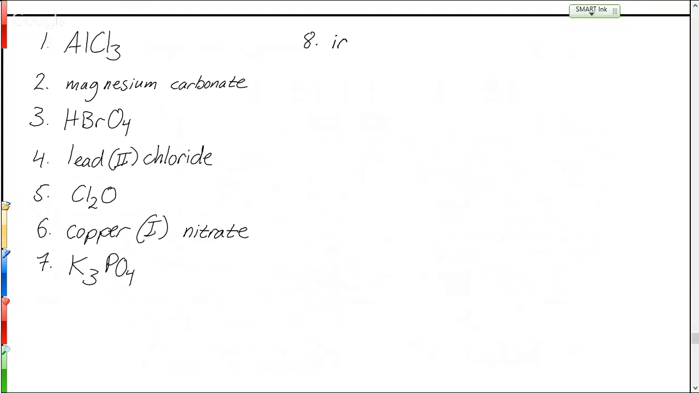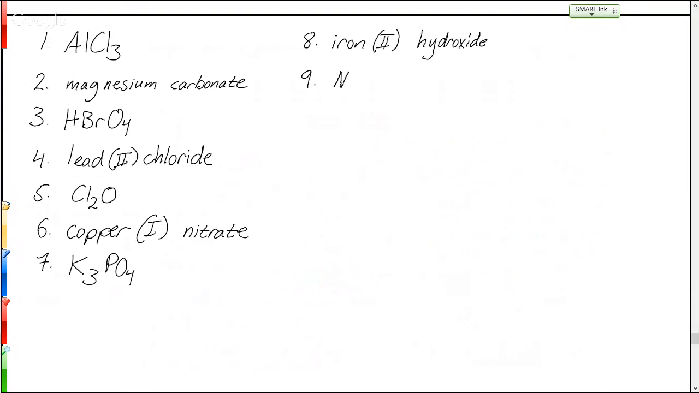Number 8 is going to be iron 2 hydroxide. Hydroxide is -1. There's 2 of them in this question, so that means there's 2 minus overall. And we need +2 iron to balance that. So iron must be +2.